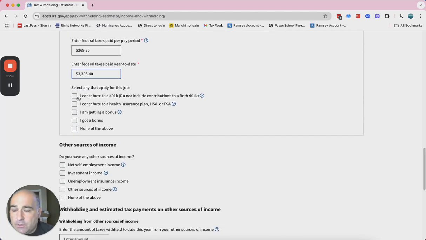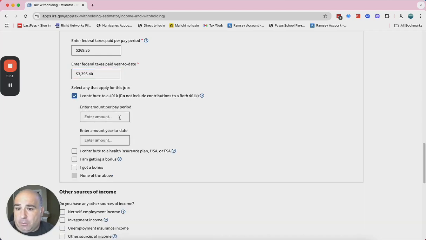Okay, so a couple of things here. If you contribute to a 401k retirement plan or thrift savings plan, and now this is a traditional one, you want to mark this. So this person does, and they contribute 118, and their amount year to date is 1030. And then you want to go down.